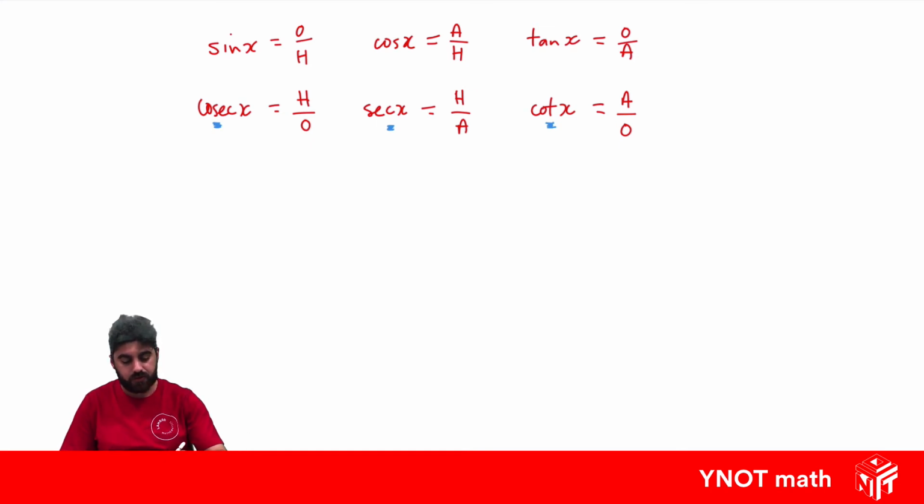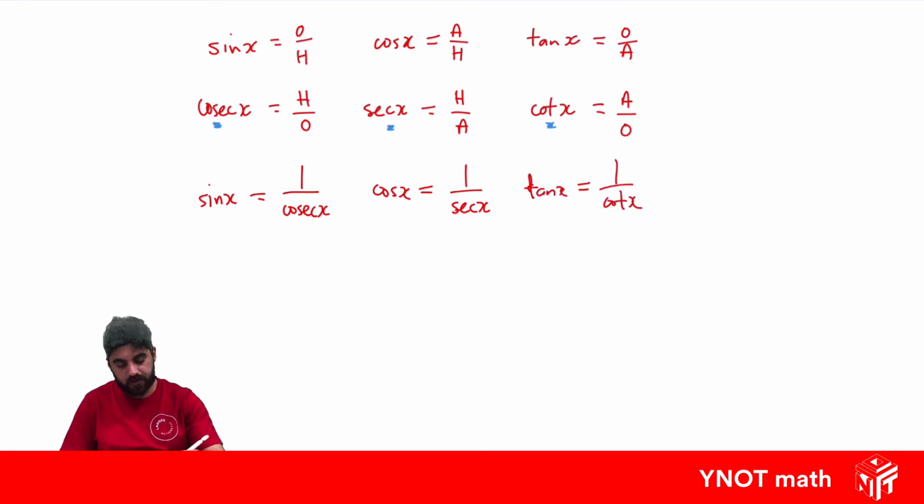So because they're the reciprocals of each other, we actually have a nice property that sine x is also equal to 1 over cosec x, and cos x is the same as 1 over sec x, and tan x is the same as 1 over cot x. And these also work in reverse. So cosec x is also 1 over sine x, sec x is 1 over cos x, and cot x is also 1 over tan x.